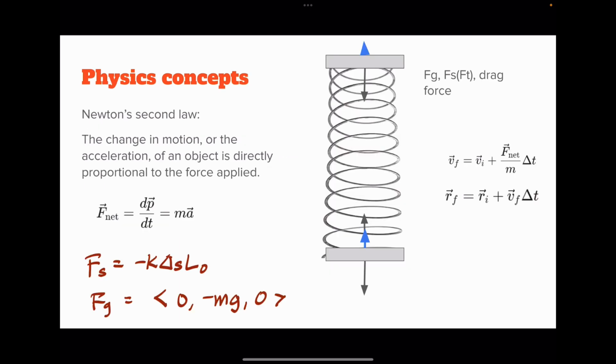So some of the physics concepts we will go over: it relies on Newton's second law, like we've done for the previous labs, which states that the change in motion, or the acceleration of an object, is directly proportional to the force applied, or F net is equal to mass times acceleration. Over here, on our free body diagram, we have two different components into play, the top of our Slinky and the bottom of our Slinky.